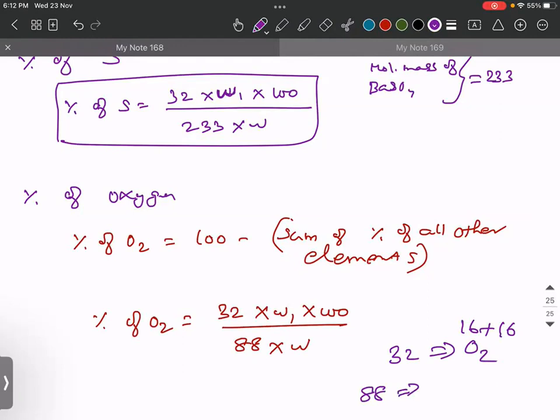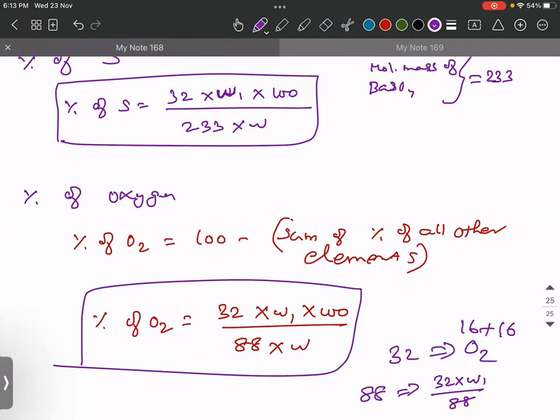32 grams of oxygen is obtained when you are converting carbon into carbon dioxide. That time only oxygen is used. So 32 gram into W1 divided by 88 of oxygen from the carbon dioxide only. That's why they have taken 88, because they have used 2 moles of carbon dioxide, 2 into 44 gives 88. So that's all about the percentage of oxygen. Now we work out the problems.